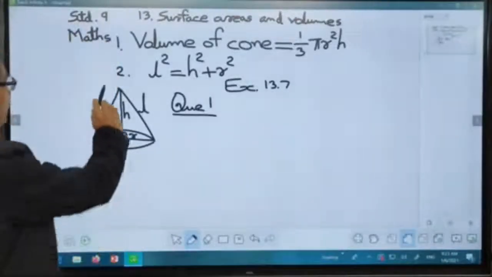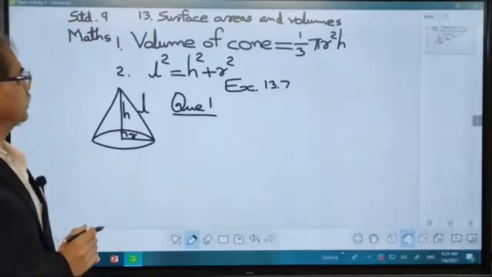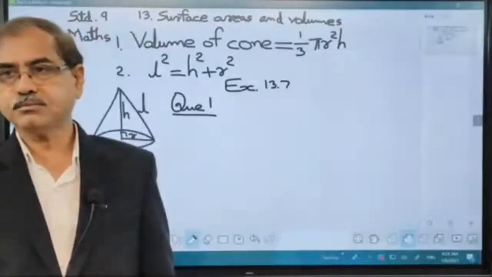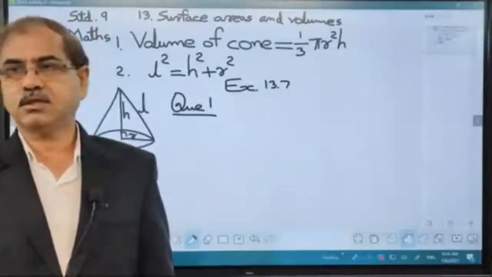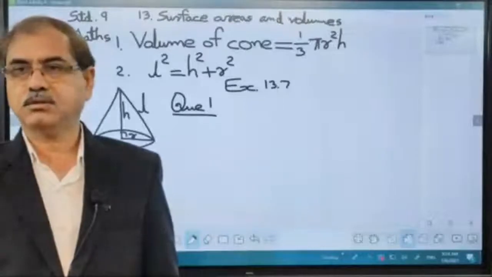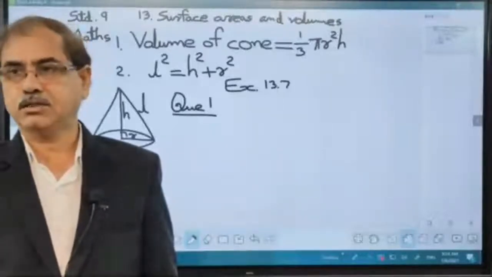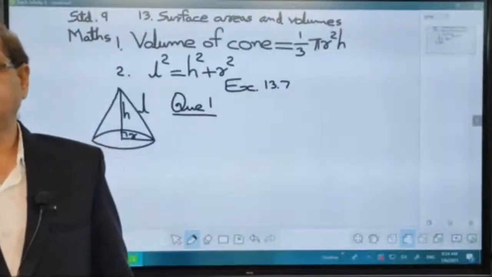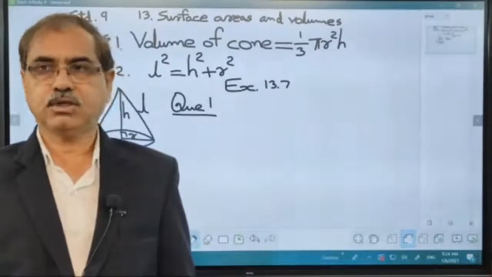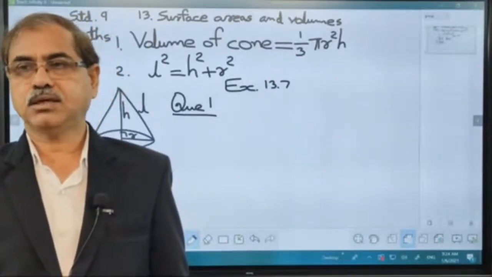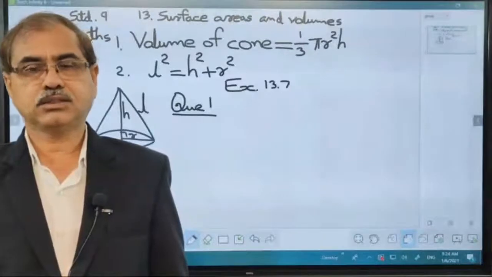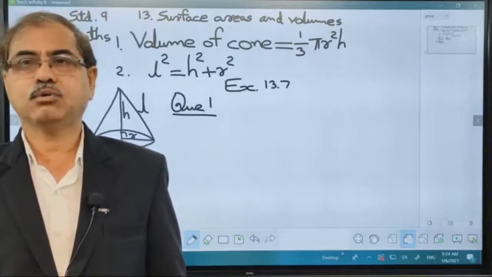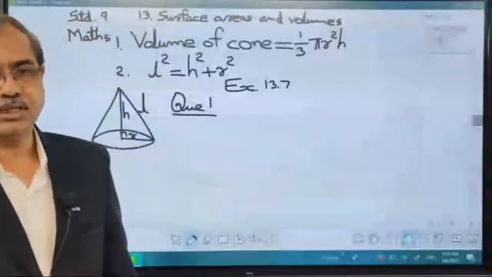Now you can see on the screen the second formula which I have written here: l square is equal to h square plus r square. Sometimes in our questions the vertical height is given, the radius is given, but the slant height is not given. Then how to find out the slant height? Then we will use this relationship, l square is equal to h square plus r square. Meaning, out of l, h and r, if any two of them are given to us, we are able to calculate the third one with the help of this second formula.